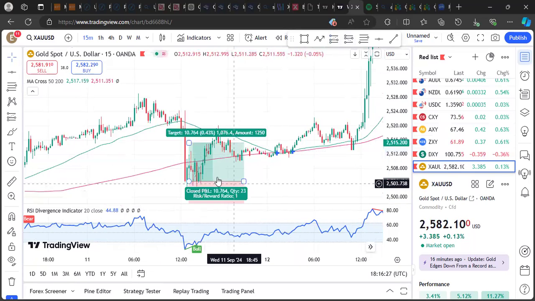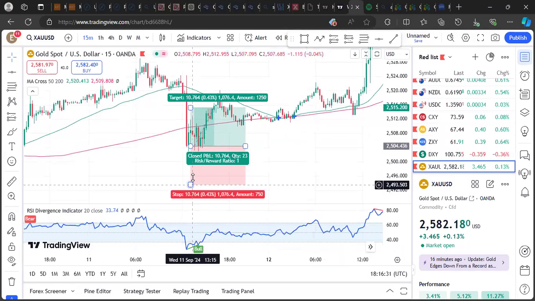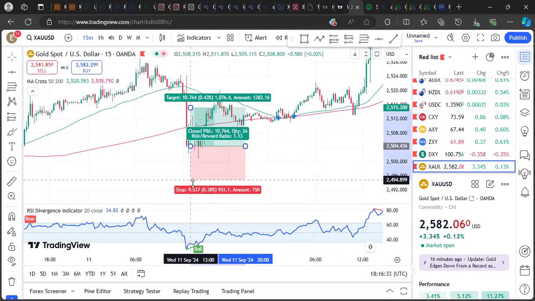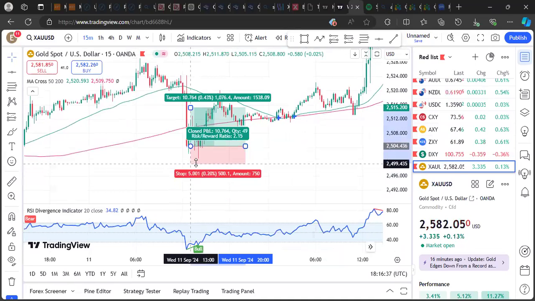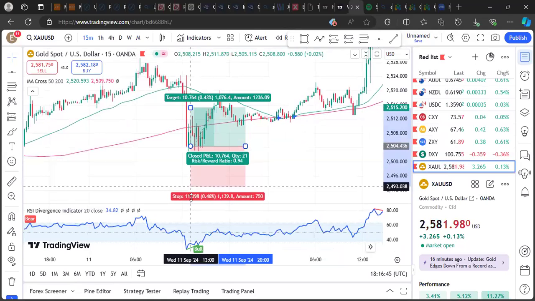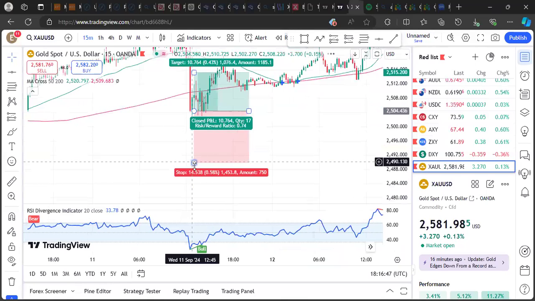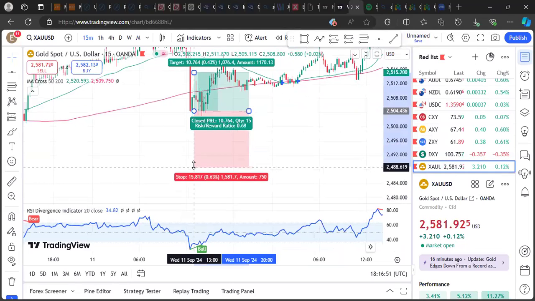But on gold, because of gold's volatility, I will advise you use about 150 pips on gold. Because of gold's volatility, it's always fine to use about 150 pips.